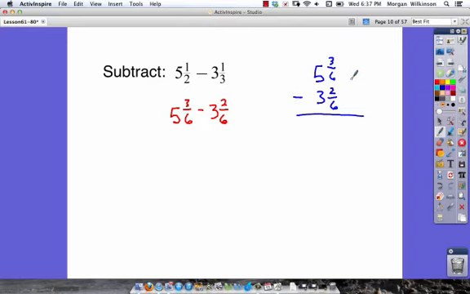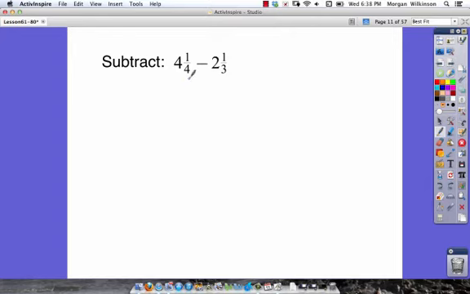Well, if we look at this one carefully, you don't need to borrow and regroup, because we can take 2 away from 3. So we're going to take the whole part. We're going to get 5 minus 3, that's 2. 3 minus 2, that's 1. And we keep our denominator the same as 6. So we've got the answer of 2 and 1/6. That's all that we have to do for this problem. Let's go ahead and look at our next example.